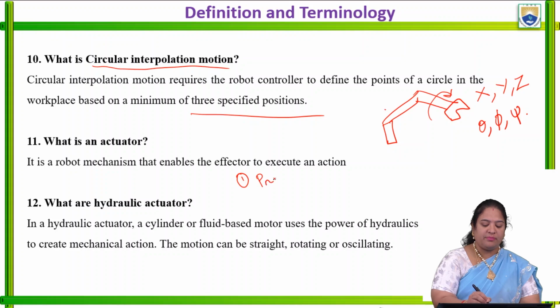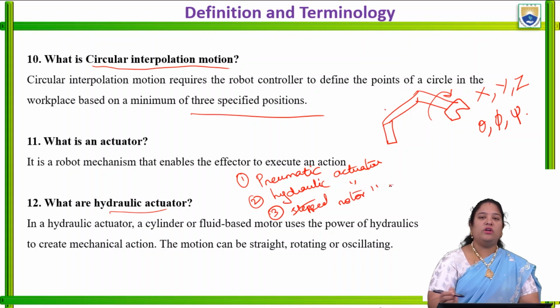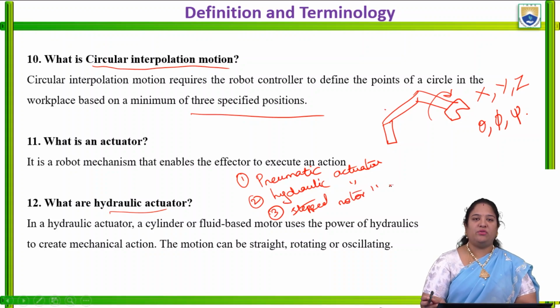One is the pneumatic actuator. Here you can see the hydraulic actuator, and the other one is the stepped motor type of actuator.